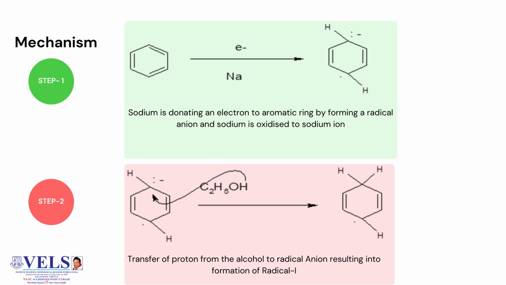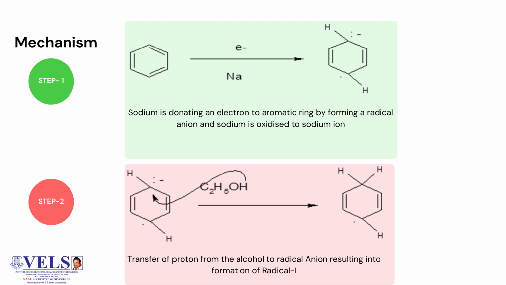Coming to the mechanism, here you can see the benzene which will react with the sodium metal, which has the ability to give one electron. Just assume the benzene has been numbered, with the first corner as the first number, and if the numbering is in the clockwise direction, it will be 1, 2, 3, 4, and so on up to 6. If you react sodium metal with benzene, the sodium metal will give an electron at the fourth position of benzene, forming a radical.